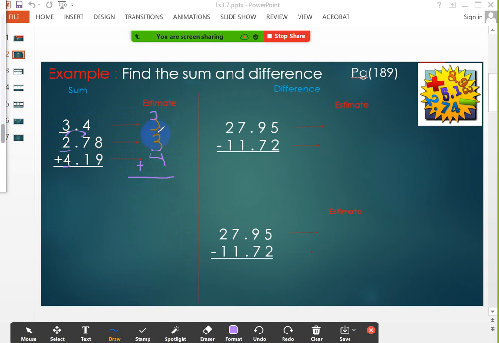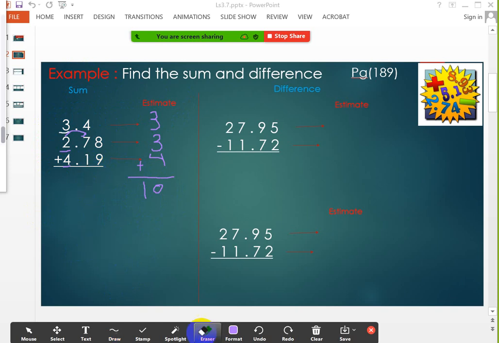As you said, 3 plus 3 equals 6. 6 plus 4 equals 10. So the answer is 10. So the estimate here is 10. The estimate for the sum is 10. That means if I add those numbers, the answer will be close to the estimate. And we will see how to add the numbers.